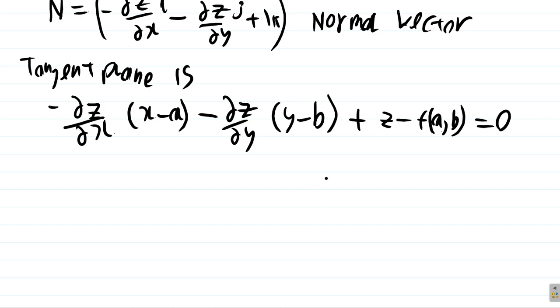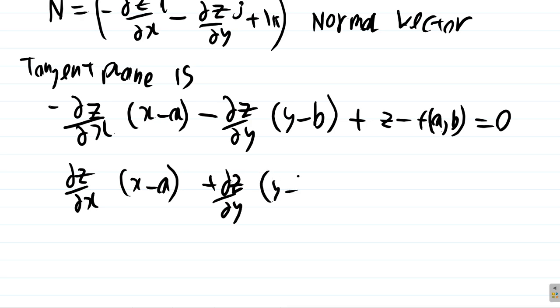Now you could multiply both sides by negative 1, alright? If you multiply both sides by negative 1, you get ∂z/∂x (x minus a), plus ∂z/∂y (y minus b), minus z plus f(a, b) equals 0. That's what you would get if you multiply both sides by negative 1.